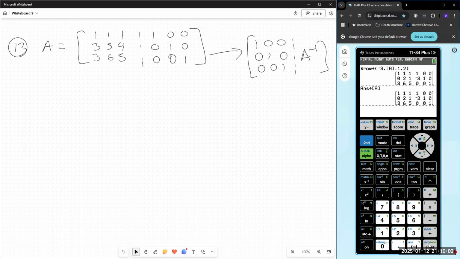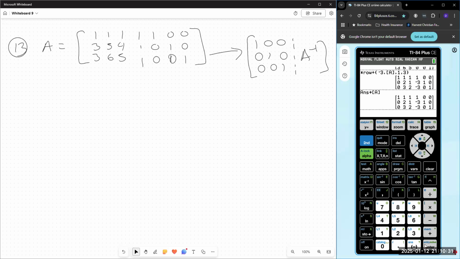And now I'm going to do second. So I want -3 times row 1 added to row 3 to make a new row 3. And then I want to store that as matrix A. So now I've got my first column taken care of.